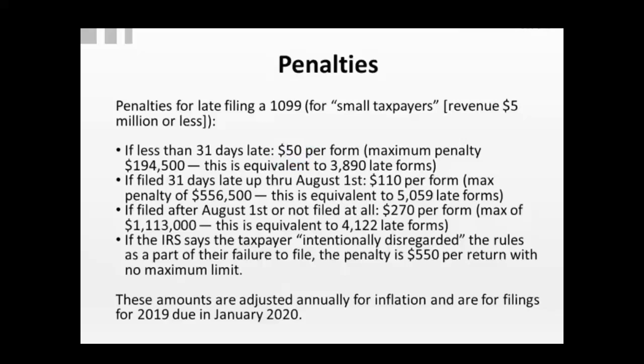And you'll see where it says small taxpayers here. What's the difference between a small taxpayer and a large taxpayer? The only difference is these ridiculously high maximum penalties that you see here and here and here are higher for large taxpayers and smaller for small taxpayers. So if you're filing here in the month of February a late form, you're only penalized on the first 3,890 forms that you file late. So if you have 5,000 late forms that you're filing, the penalty caps out after 3,890. Pretty sure nobody on today's webinar is filing that many 1099s.